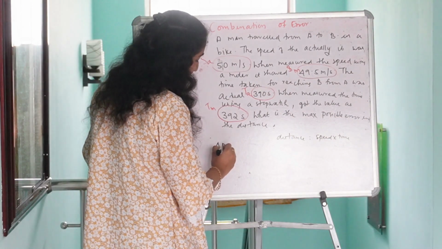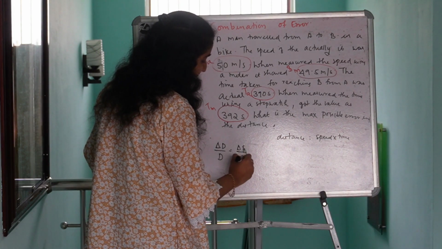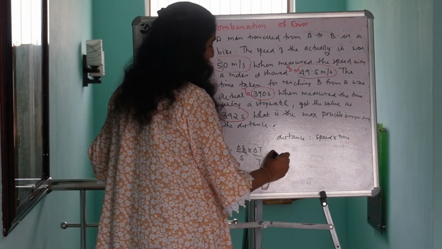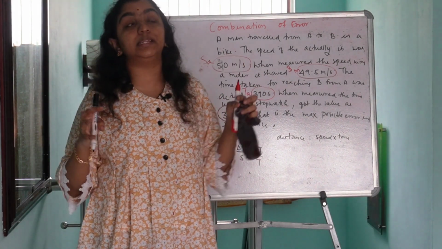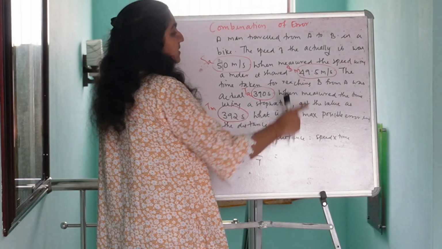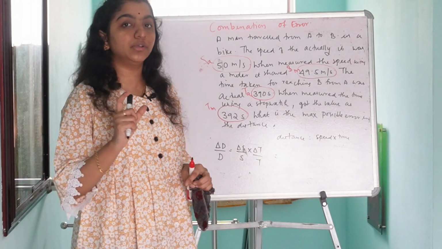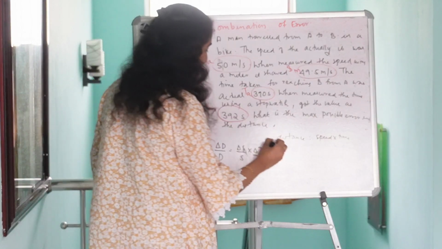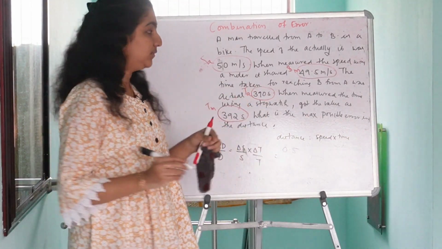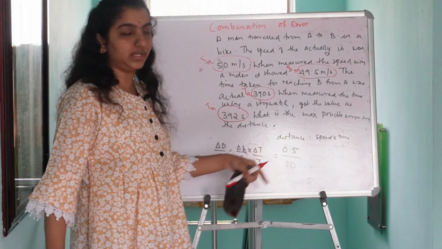We know del D by D is equal to del S by S plus del T by T, where S is the speed. What is del S? Del is nothing but the error in the measurement. The actual value is given as 50 and the measured value is given as 49.5. So what is the error in the measurement? 0.5. Now, the actual value is 50. Is it clear?